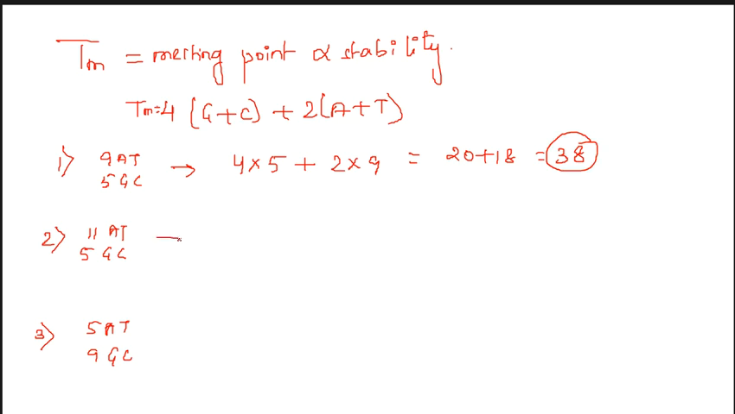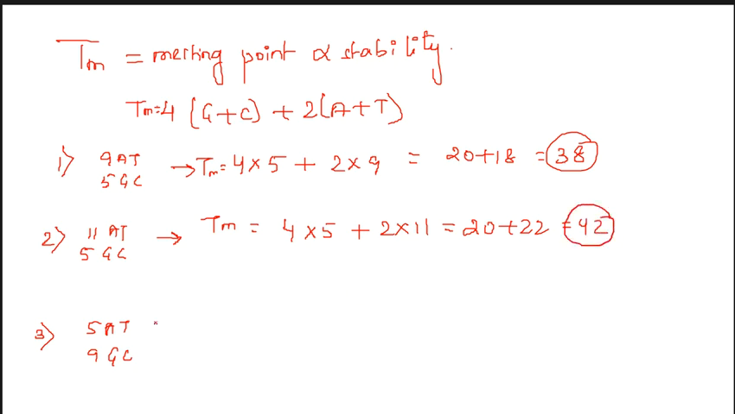Second is Tm equal to 4 into (G plus C), which is 5, plus 2 into (A plus T), which is 11, equal to 20 plus 22, equal to 42. Third is 4 into (G plus C), which is 4 into 9, plus 2 into (A plus T), which is 5. So 36 plus 10 is equal to 46.